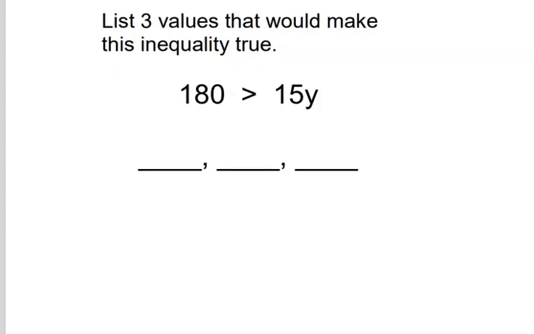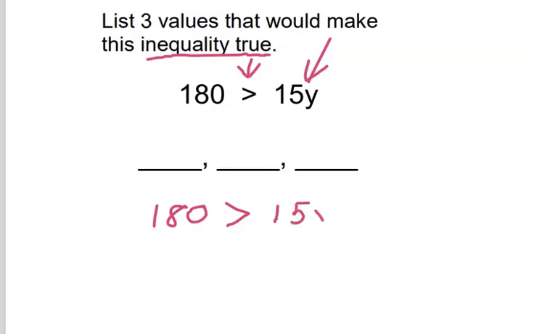List 3 values that would make this inequality true. We know it's an inequality because that's not an equal sign. That is a greater than sign. All right, so we have to find out what y is, okay, if we can get it by itself on that side of the inequality sign. So we're going to rewrite this. 180 is greater than 15y. And we have a 15 and y right together, which means that is multiplication. So what's the opposite of multiplication? It is division. So we're going to divide both sides by 15.